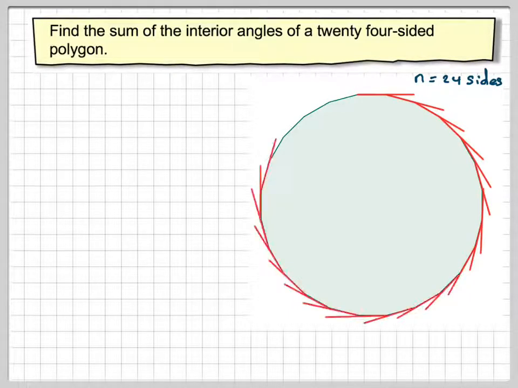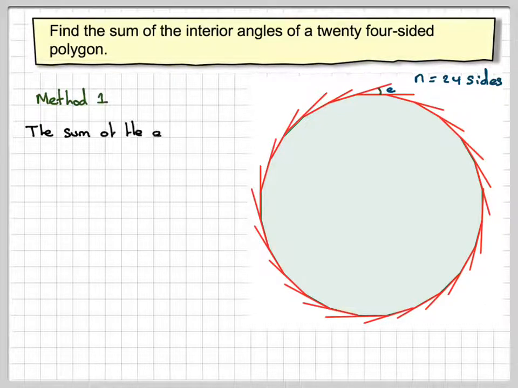If we draw in all these here, these are called the exterior angles. We'll just look at one of them. So this is method 1. We know that the sum of all these exterior angles is equal to 360 degrees. It doesn't matter how many sides we have, because we go around in a circle, the sum of the exterior angles will be 360 degrees.